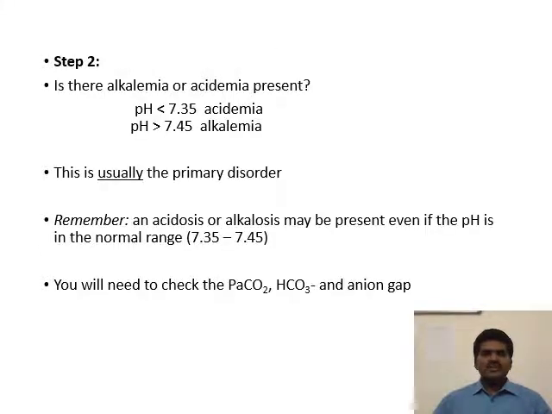Step 2: is there alkalemia or acidemia present? If pH is less than 7.35, it is called acidemia. If pH is greater than 7.5, it is called alkalemia. Usually, the direction of change of pH is the primary disorder. Remember, acidosis or alkalosis may be present even if the pH is in the normal range because of complex metabolic alterations. You will need to check PaCO2, bicarbonate and the anion gap.